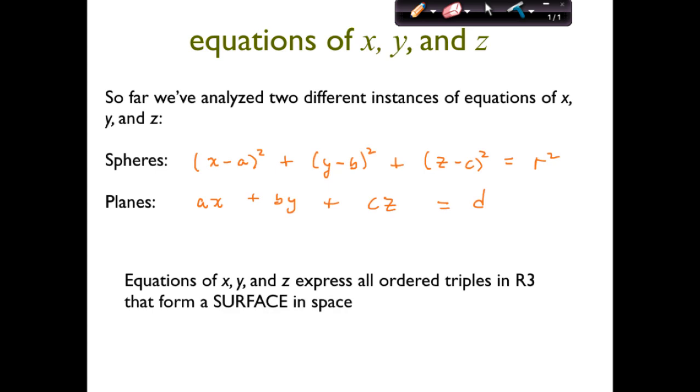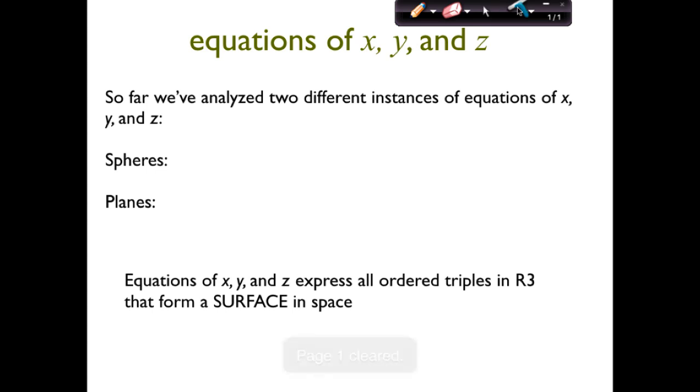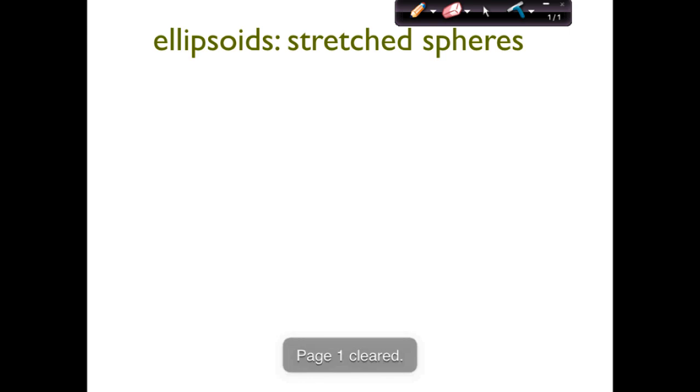So we're going to talk about more of these today. Today we're departing. We're going to take a break from vectors for a moment and talk about surfaces in space, more different types of surfaces. So the first one is ellipsoids.